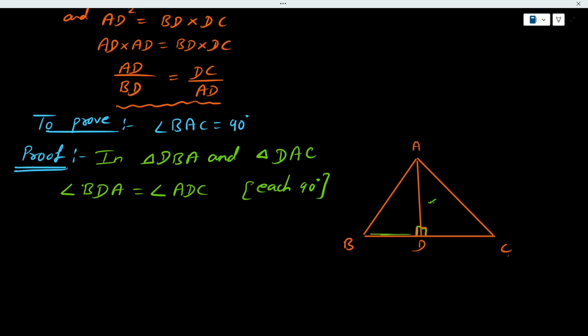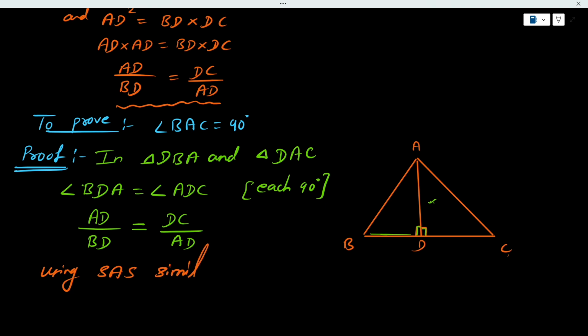Now write down the ratio here. It's given AD by BD which is equal to DC by AD. Using SAS similarity, right? We can say that triangle DBA is similar to triangle DAC, right?